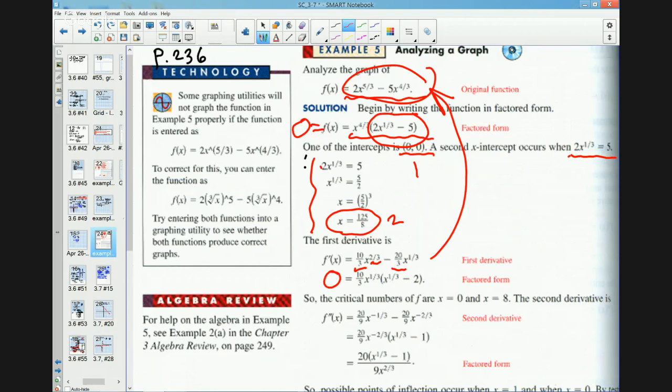So this is an easy answer. When is this factor equal to 0? When x is 0. That's that one. And when is this factor equal to 0? Let me do it over here on the side. So that's x to the 1/3 power equals 2. So if you cube both sides, it'll be x equals 8. So that's the second one. So okay, we've got two critical numbers at 0 and 8. Probably looks like a horizontal tangent going on. Okay?